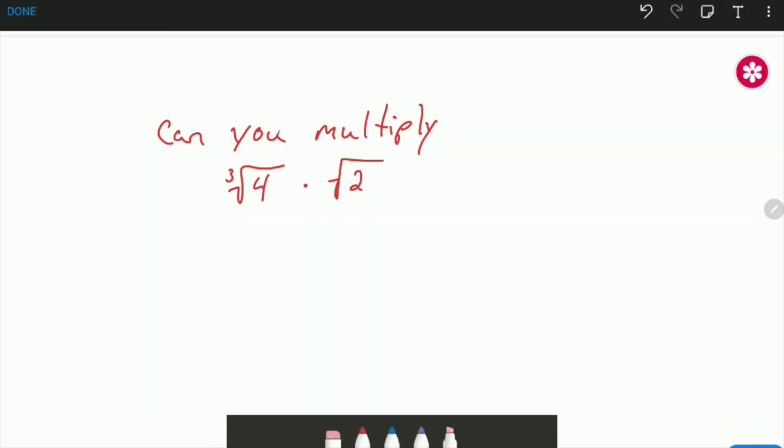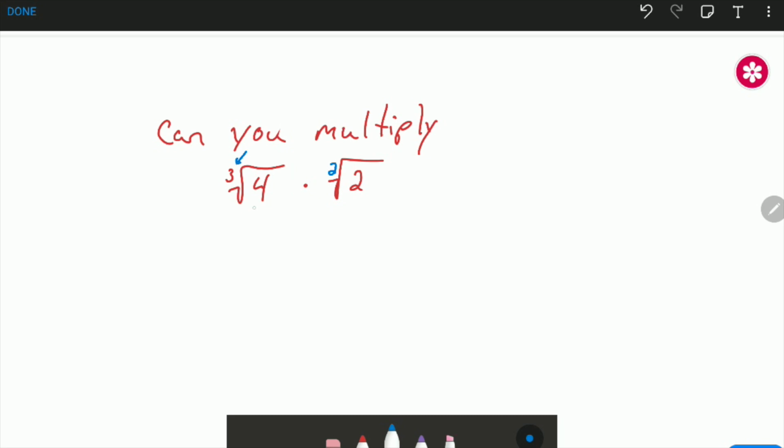Okay, this is something a little extra. I said earlier that when you're multiplying radicals, you want to make sure the indexes are the same for the radicals. But can you multiply if the indexes are not the same? Well, the answer to that is yes, but it's a little bit more complicated. You do need to have the same index to actually multiply them. Currently, the first index is 3, the second one is 2.